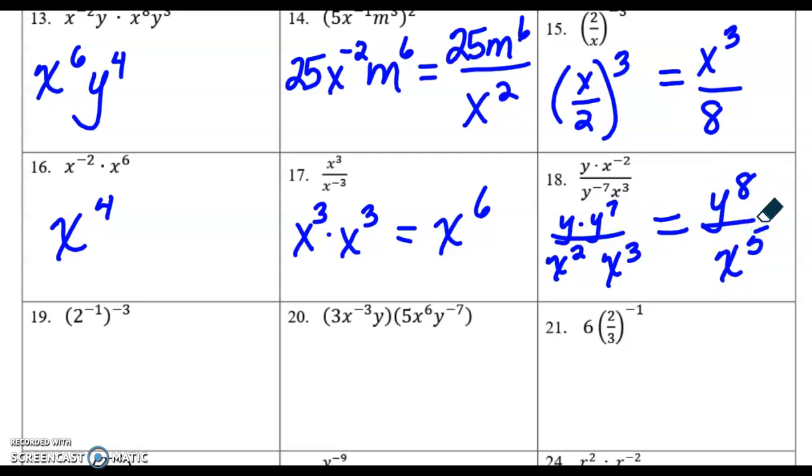So these can be tricky because there's a lot going on here. So think about it, look at your notes, look at previous problems. Let me do just a few more.